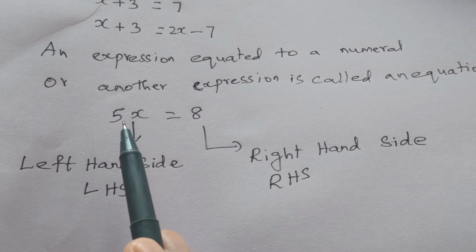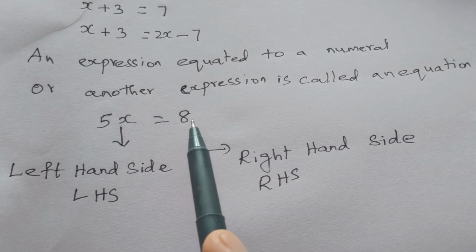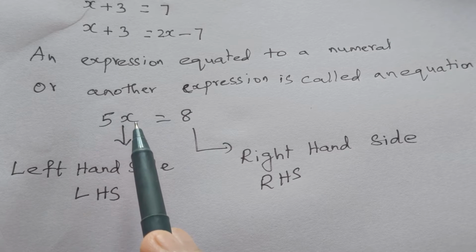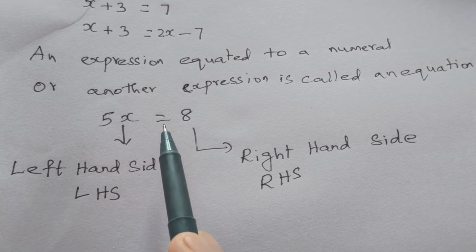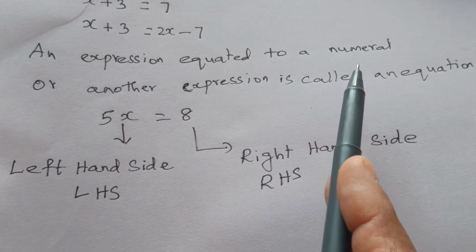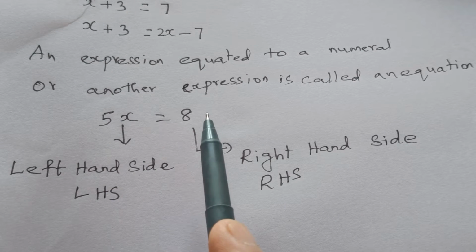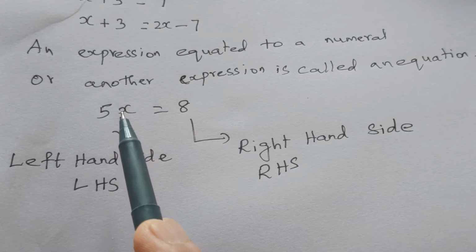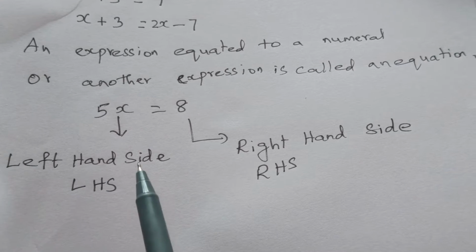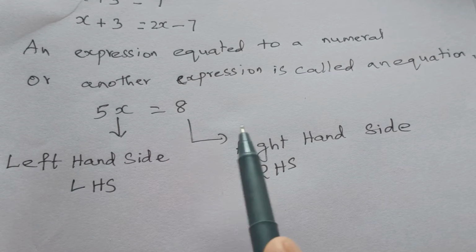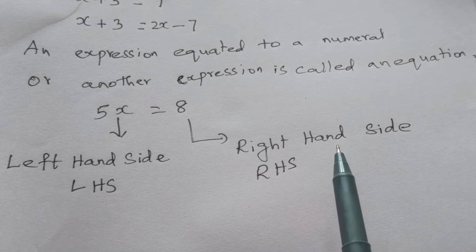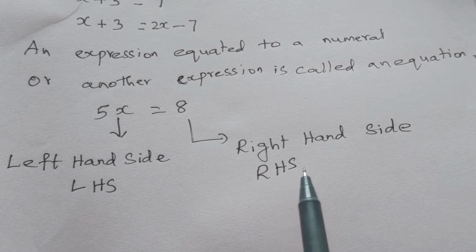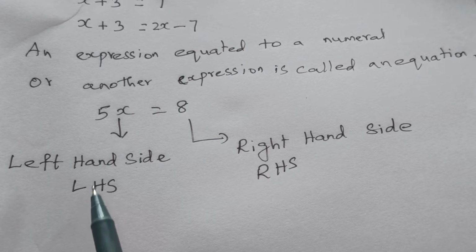Now, for example, we'll take 5x is equal to 8. This is also an equation. 5x is equal to 8, that is 5 times x. It is an expression. It is equated to a number. Numeral means number. An expression equated to a number is an equation. Now in this equation, the left of the equal to sign is called the left hand side, and the right side of the equal to sign is called the right hand side. In short, we write it as RHS for right hand side and LHS for left hand side.